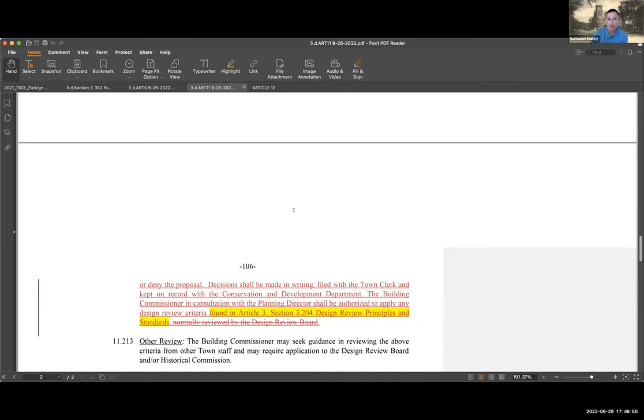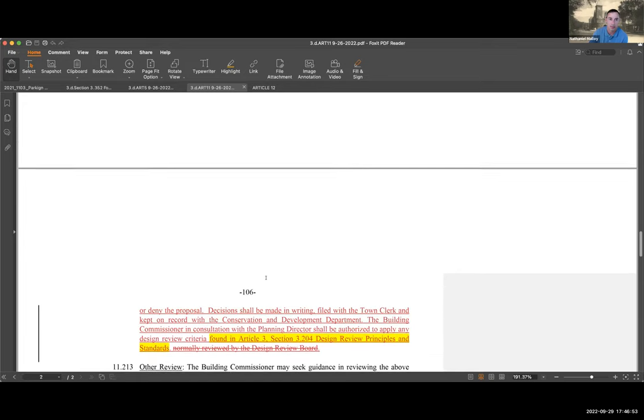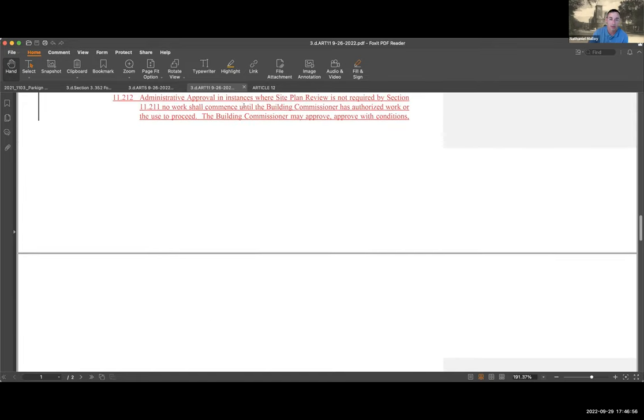Currently, with this administrative approval, the building commissioner does this already, but the bylaw isn't really allowing the building commissioner to approve, approve with conditions, or deny. We found through Article 14 that we actually want the building commissioner, if things are approved administratively, to be able to put conditions on it. In the past, the building commissioner might say yes, document it with an email, but it's not formalized. By putting it in the bylaw, there's a written decision that's filed with the town clerk.